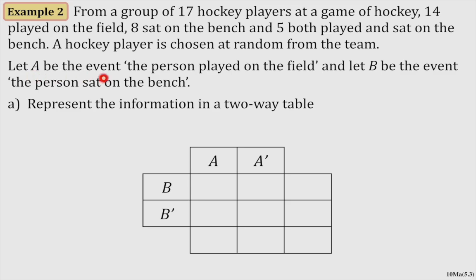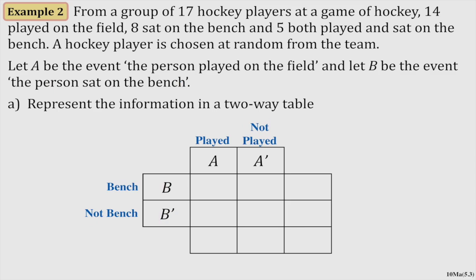Okay, so A stands for the person played on the field, B stands for the person sat on the bench. Well, let's actually fix that up a bit. A stands for the person played on the field. So A is they played, which means the complement of A means they must have not played. B stands for the person being on the bench, which means the complement of B means they were not on the bench at all. So let's actually have a look at our players here.